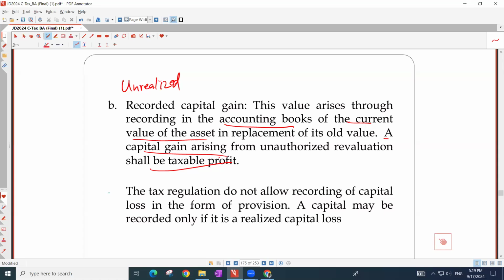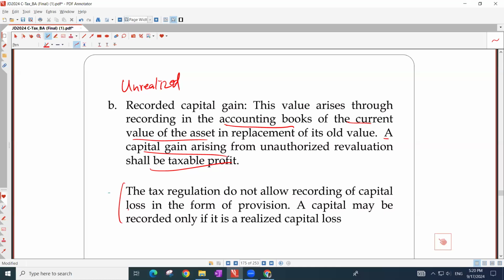But of course, if you do a revaluation by using authorized valuators, such unrealized capital gain is not taxable, so you are not required to pay tax. Yeah, but the capital may be recorded if it is a loss, an unrealized capital loss. So the loss is not allowed for tax deduction. You can just record it, but it is not allowed. Gains you are exempt from tax, but loss is also not allowed.